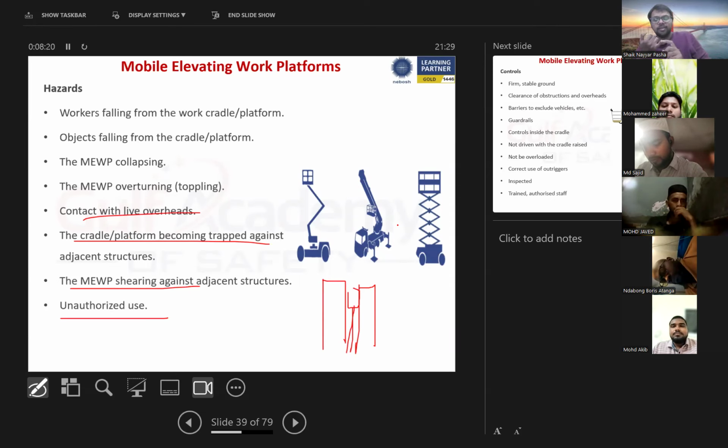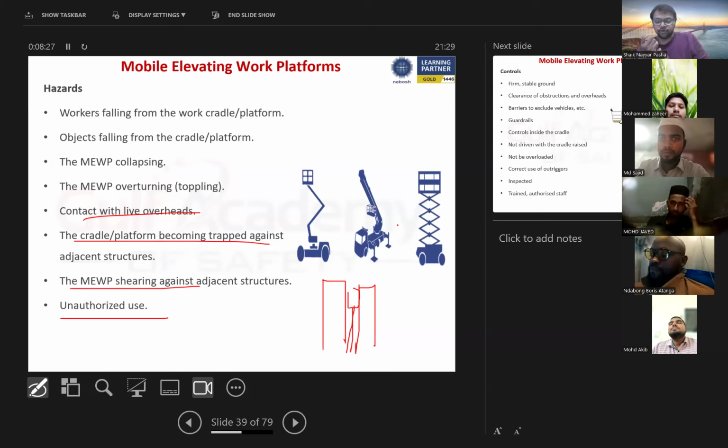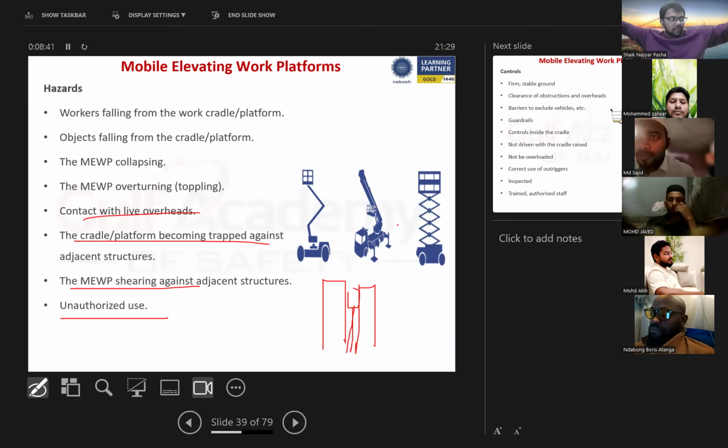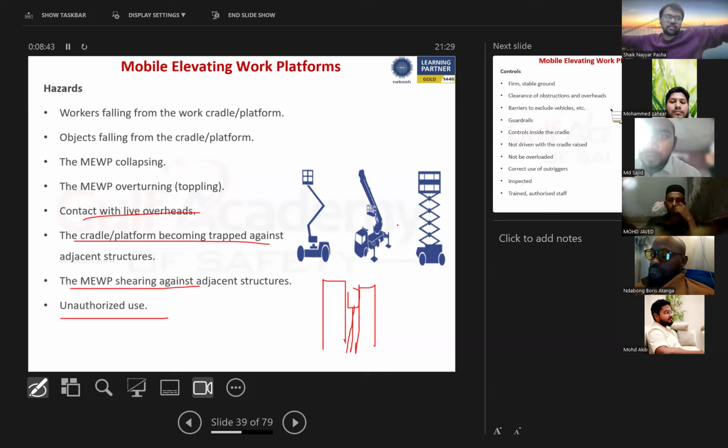Make sure the MEWP which you are going to use is in good condition, driven only by authorized people, inspected before use. And when you are using the MEWP, make sure you are placing it on a flat and solid surface. Always use outriggers. Do not rest it on wheels. Barricade the area to prevent unauthorized entry of vehicles and people in the danger zone. Develop a safe system of work. And if it is a dangerous work, make sure there is a permit to work system.